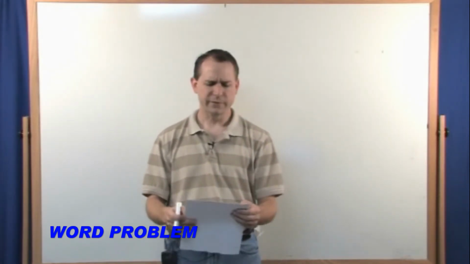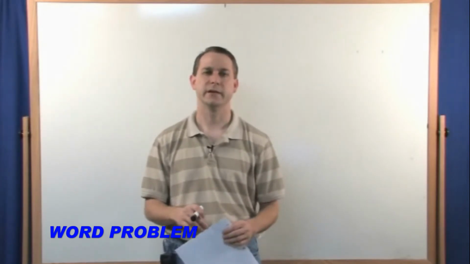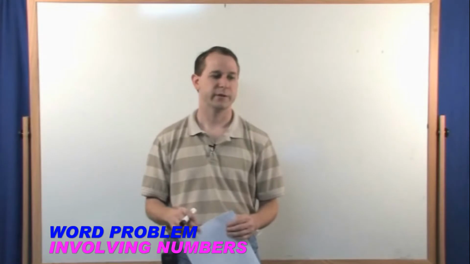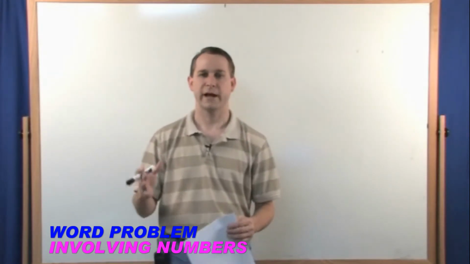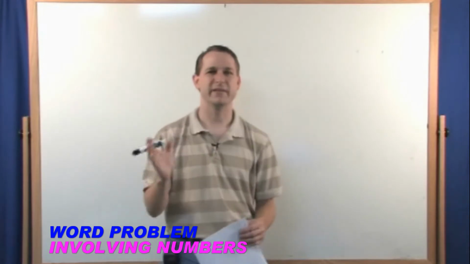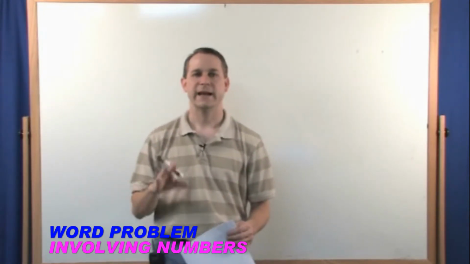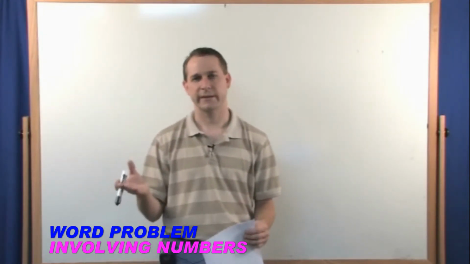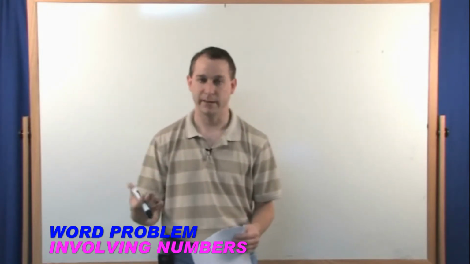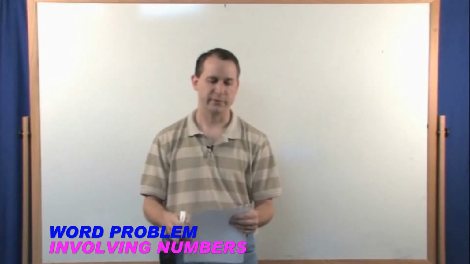So the first section is algebra word problems involving numbers. Basically these problems are going to have one number relating to another number. Sometimes it's age, sometimes it's distance, things like that. And I think word problems, just like anything else in life, the easiest way to learn how to do them is just to see some examples. So let's go and find those examples.